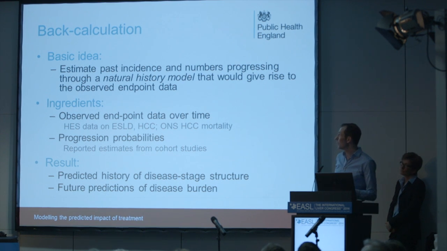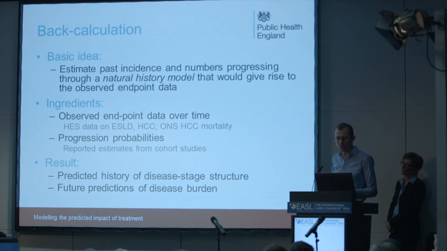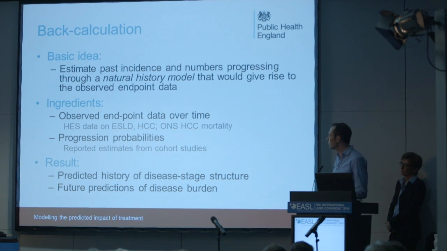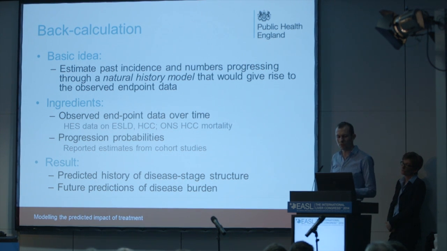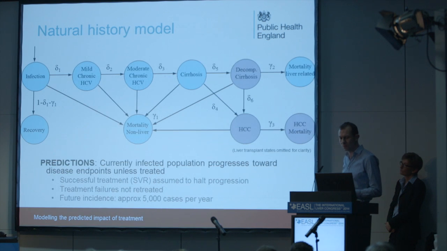We estimate past incidence and numbers progressing through a natural history model that would produce the observed data that we see. This observed data being some disease endpoint that we can actually measure, cases of end-stage liver disease and hepatocellular carcinoma. And then we combine that data with progression probabilities, the rates at which people move from one state to another. And using this method, we can reconstruct the disease state structure of the population over time.